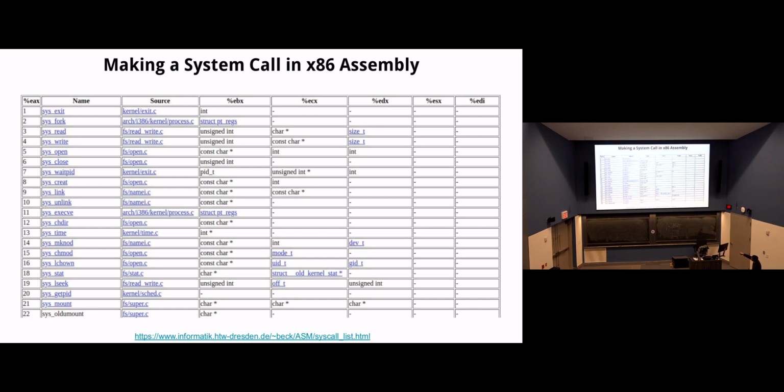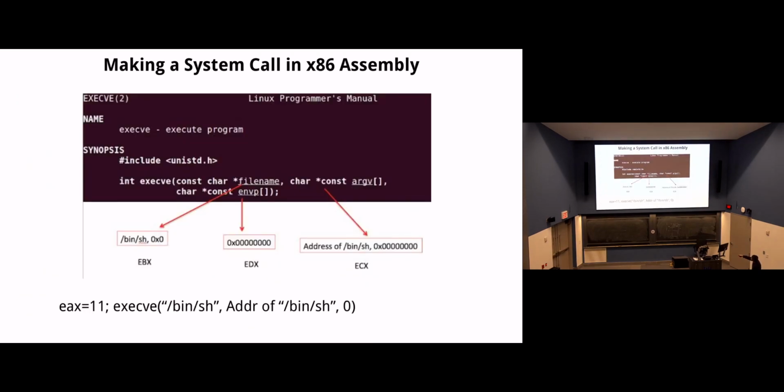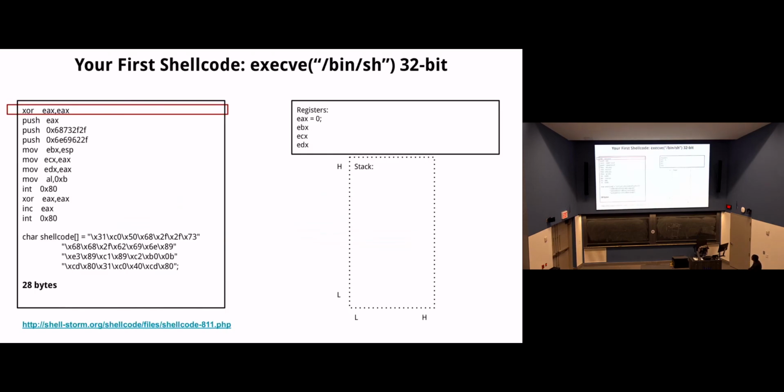EBX should point to, this one is actually not the correct one. Anyway, this one is correct. EBX should point to an array of strings. The first one is the string's address. The second one is 0. EDX just 0. ECX very similar to the first one. EAX should be 11. So then let's look at this piece of code.